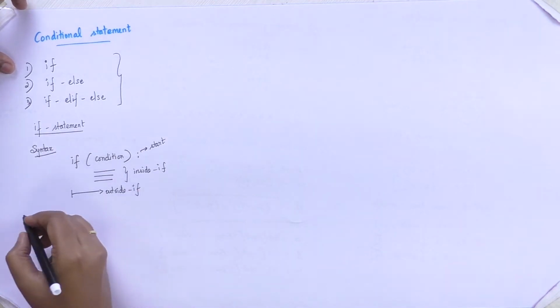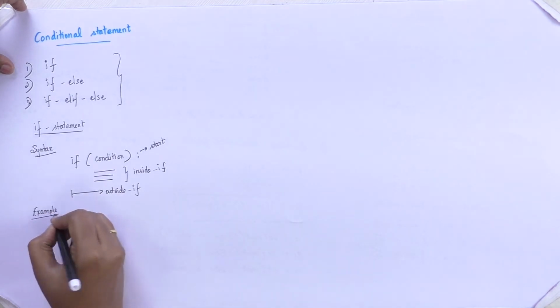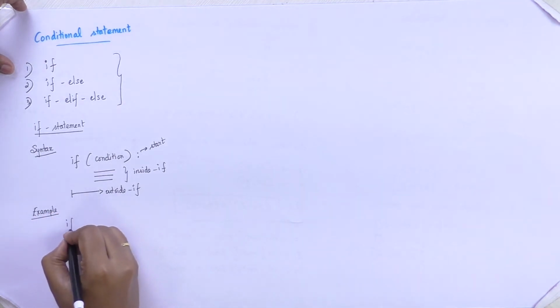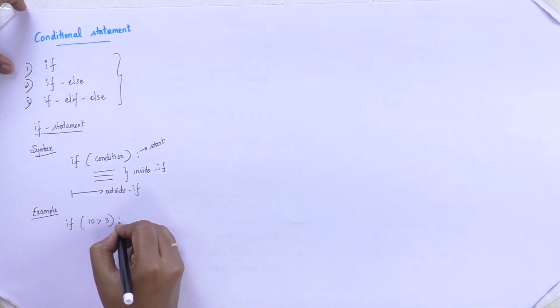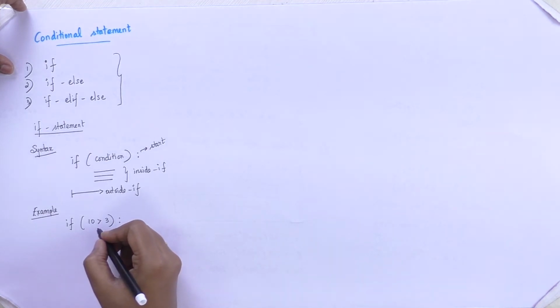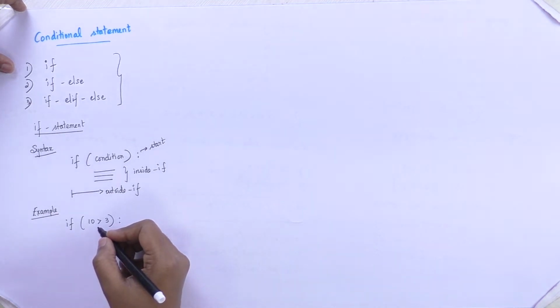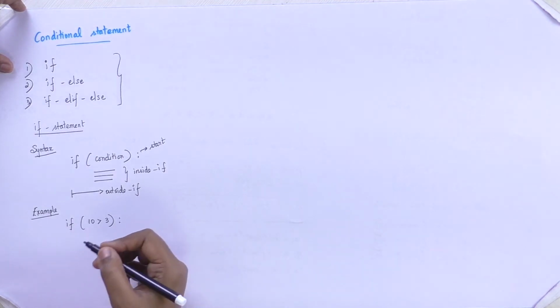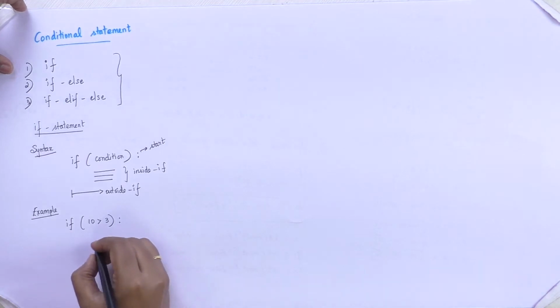I'm writing an example with a condition like if 10 greater than 3. Always remember, whenever you have a condition in the if statement, it will give you the result either true or false. If it is true, the if block will get executed. If it is false, you skip the if block and continue with the next instruction outside the if block. So let me write a program.